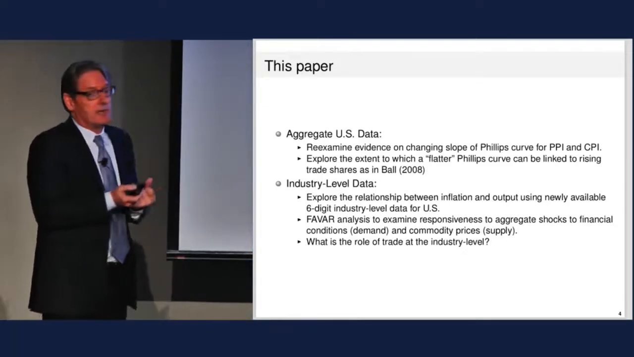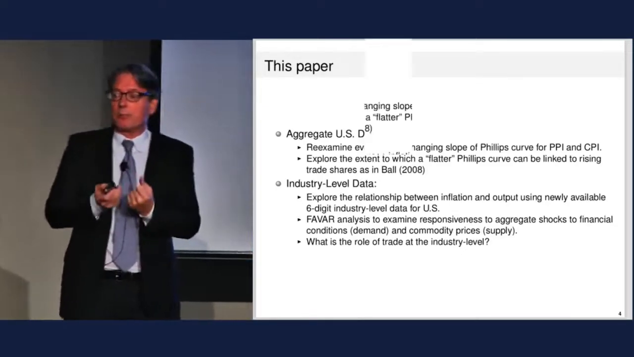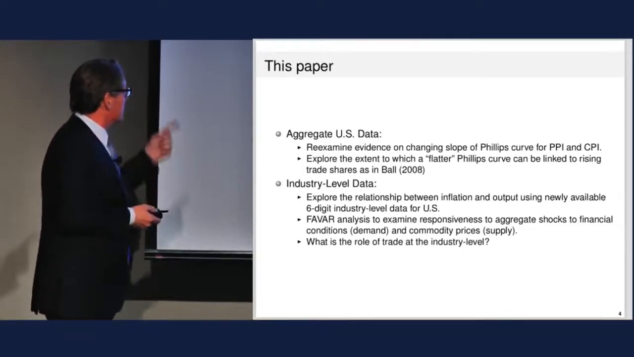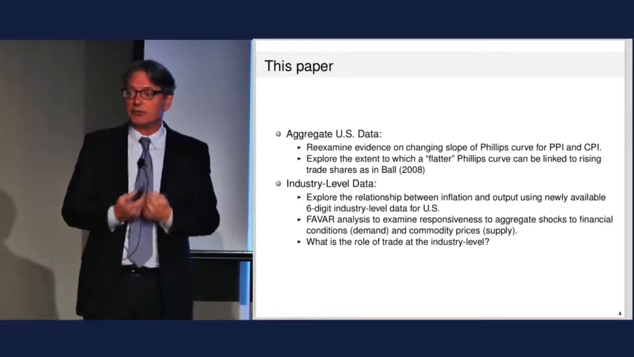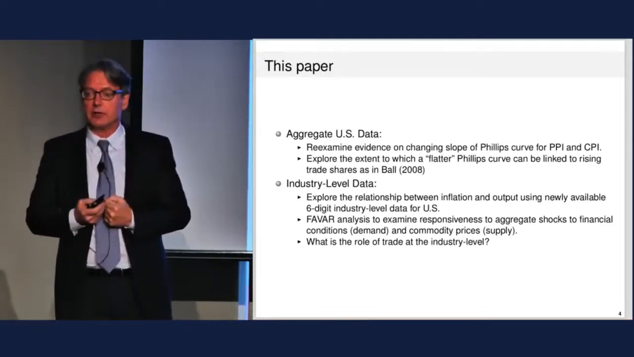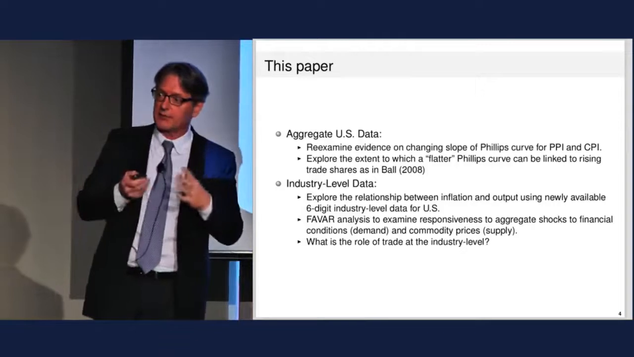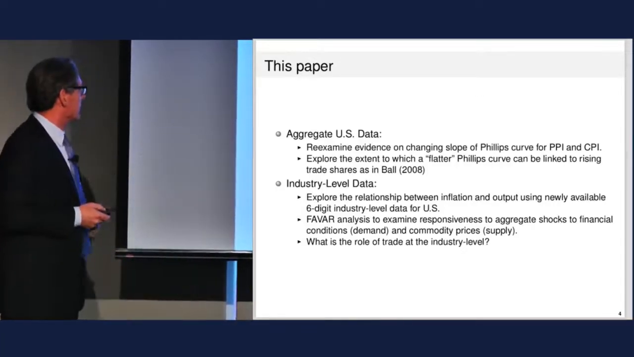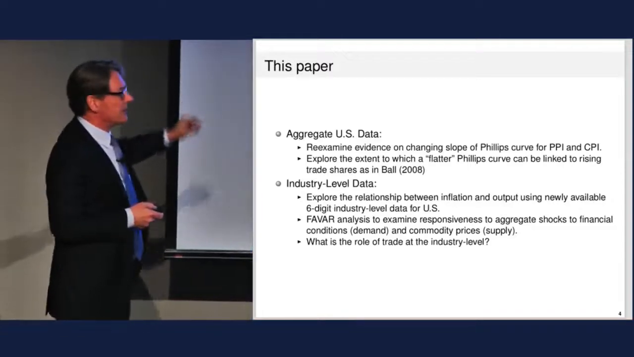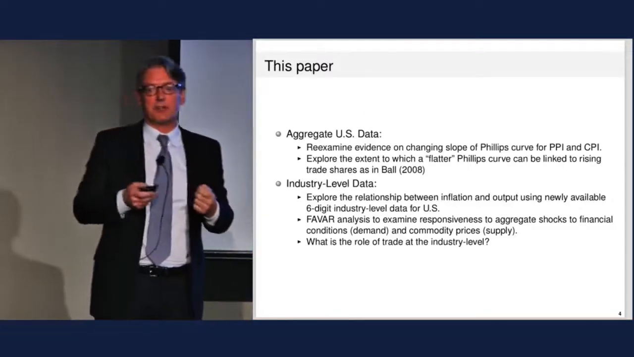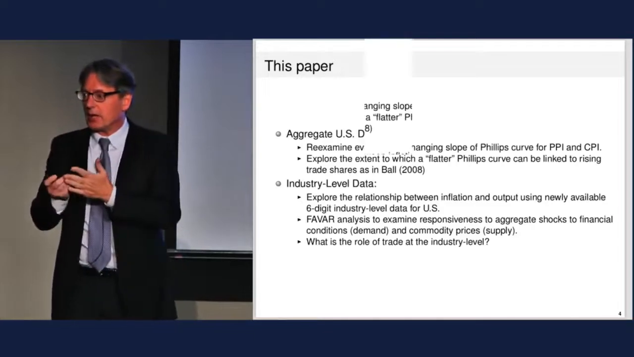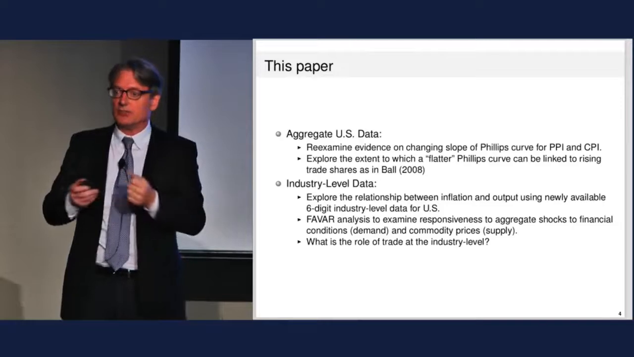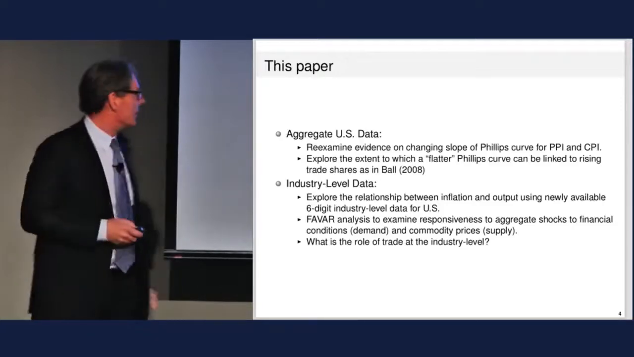So we're going to examine the price output response at the industry level. What's nice about the industry level data is that we can also link it to trade shares. The trade shares are going to be computed at the four-digit, not the six-digit level, but that's still pretty narrow. So we can examine trade exposure using this industry level data. And one of the nice things about the industry level data is it doesn't suffer from the critique that changing monetary policy has flattened something, because I'm going to take out the aggregate variation and just look at the industry responses.